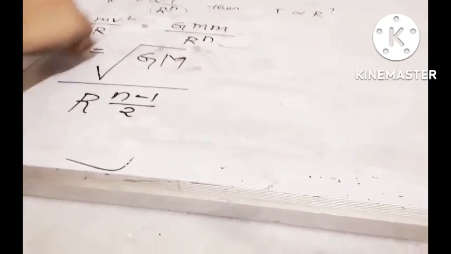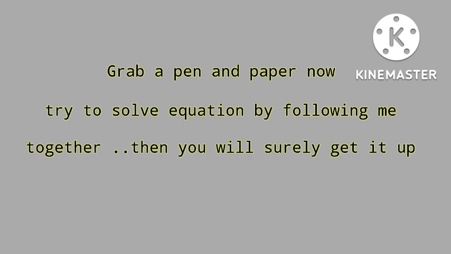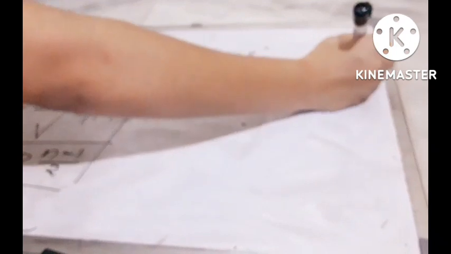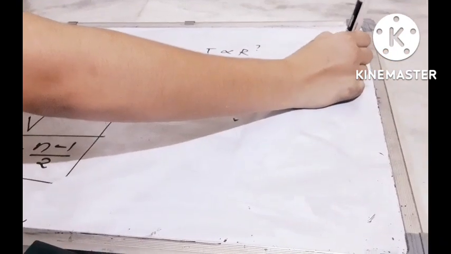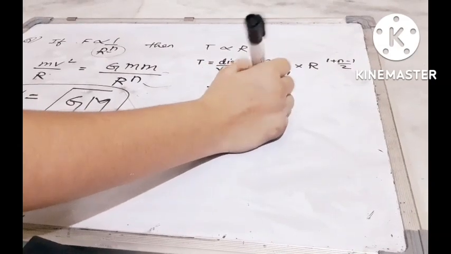Now you got the equation for velocity. When you put this velocity equation over here, you will get r to the power 1 plus n minus 1 by 2. So time period is directly proportional to r to the power n plus 1 by 2. So this will be your equation.